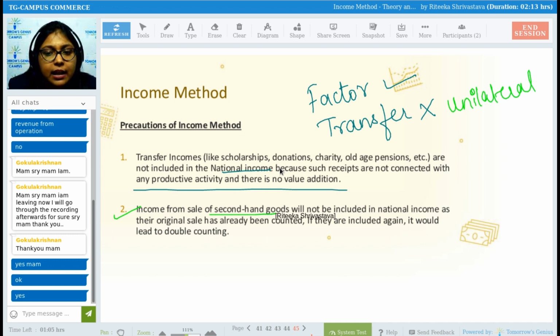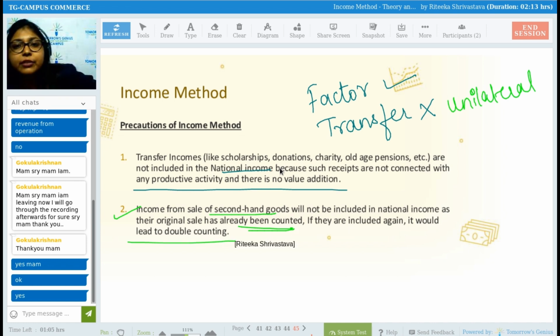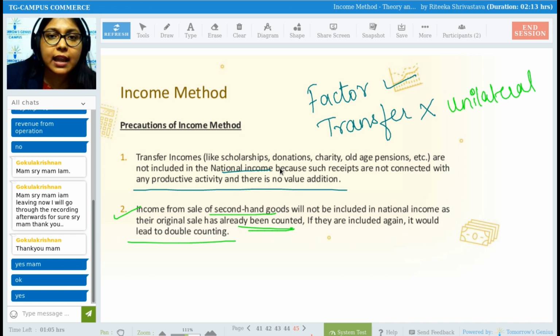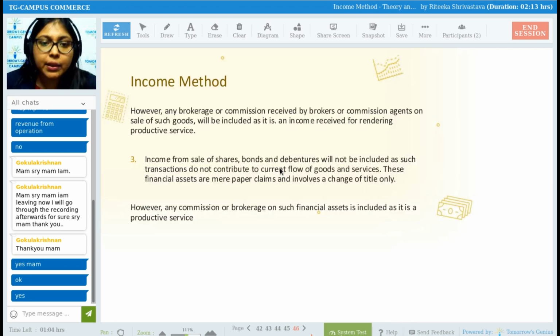Second, income from sale of second-hand goods will not be included in national income as the original sale has already been counted. If they are included again, it would lead to the problem of double counting. So this precaution we also saw last time in the value-added method. We are not going to include the sale of second-hand goods, just only if there is any commission or brokerage charged while selling those goods, only then that commission or brokerage will be included in the national income. Otherwise, the sale of second-hand goods is never included in computing national income.